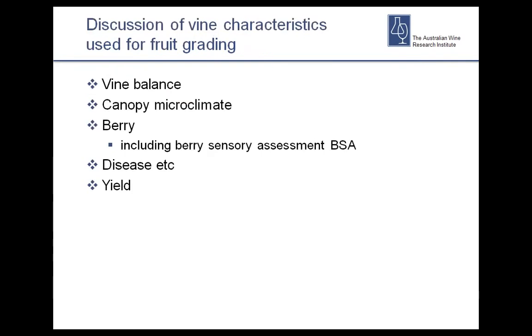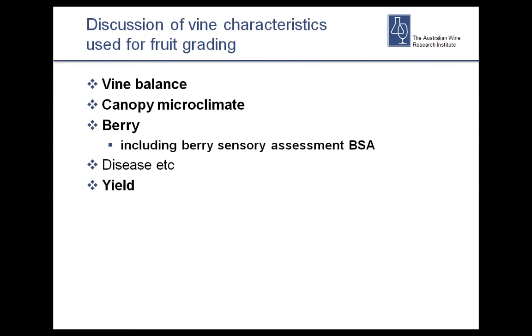Now what I'm going to do is to talk about the vine characteristics of shoot which are used for fruit grading, and they can be put into these particular classes: vine balance, canopy microclimate, berry, which includes berry sensory assessment, also known as BSA, and disease and yield. Now in this presentation today, I'm only going to be covering those which are listed in bold.